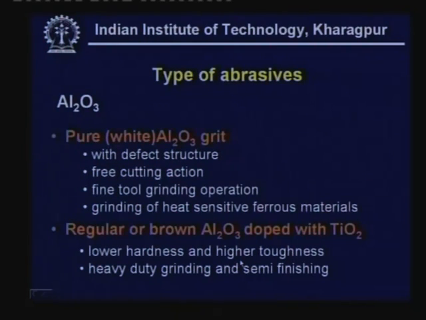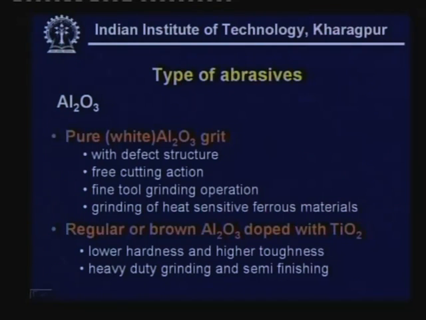Now comes the types of abrasive. We have aluminum oxide and silicon carbide, which fall under the category of conventional abrasive. Under this aluminum oxide, we have at least two principal varieties. One is called the white aluminum oxide and the other one is the brown aluminum oxide.